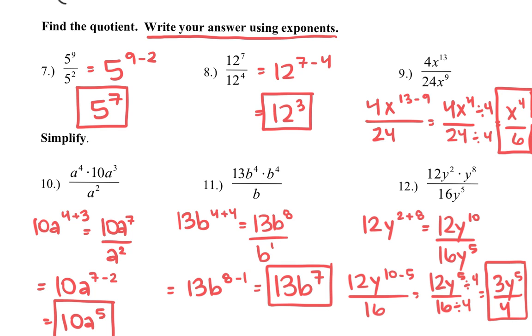The 12 and the 16 can be simplified even more. And remember, I need this to be as simple as it possibly can be. And so I see that 4 goes into both of those. And so I divide the top and bottom by 4. And so this would be 3y to the 5th power over 4. And that's your final answer. Again, this is the same as when we wrote everything out with prime factorization. This is now just a little bit of a quicker way to do that.